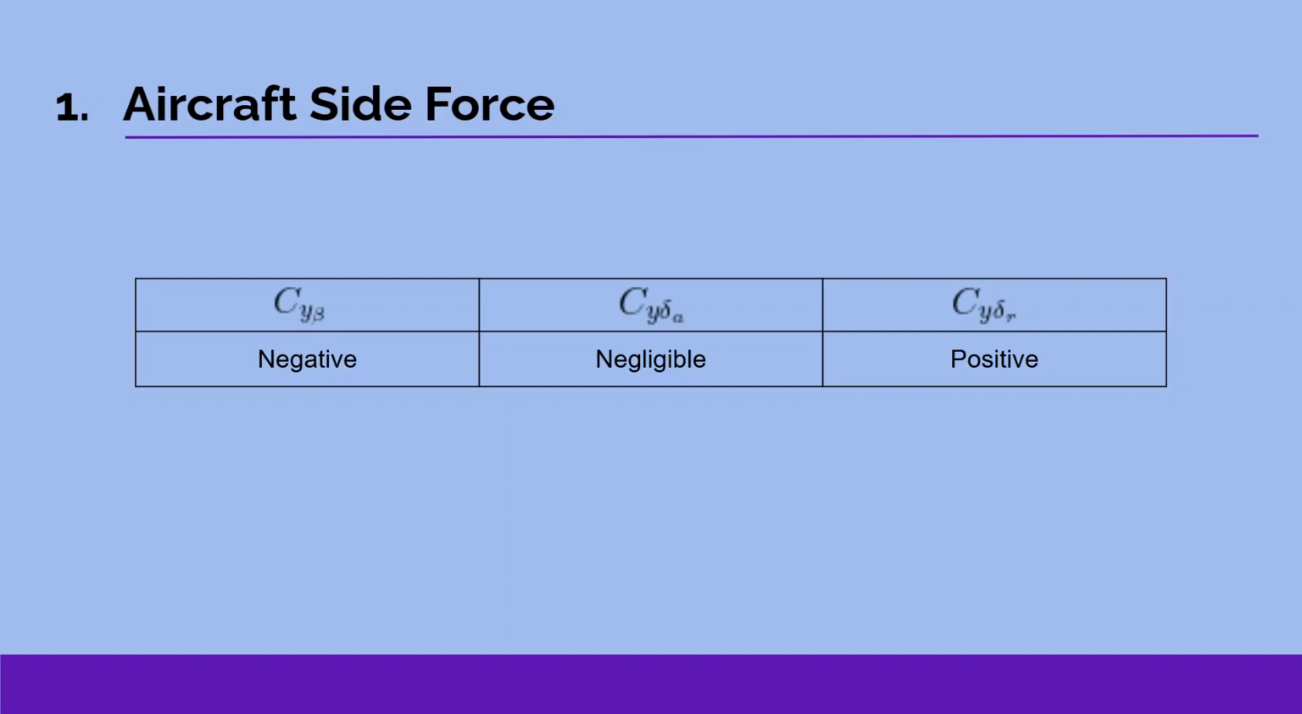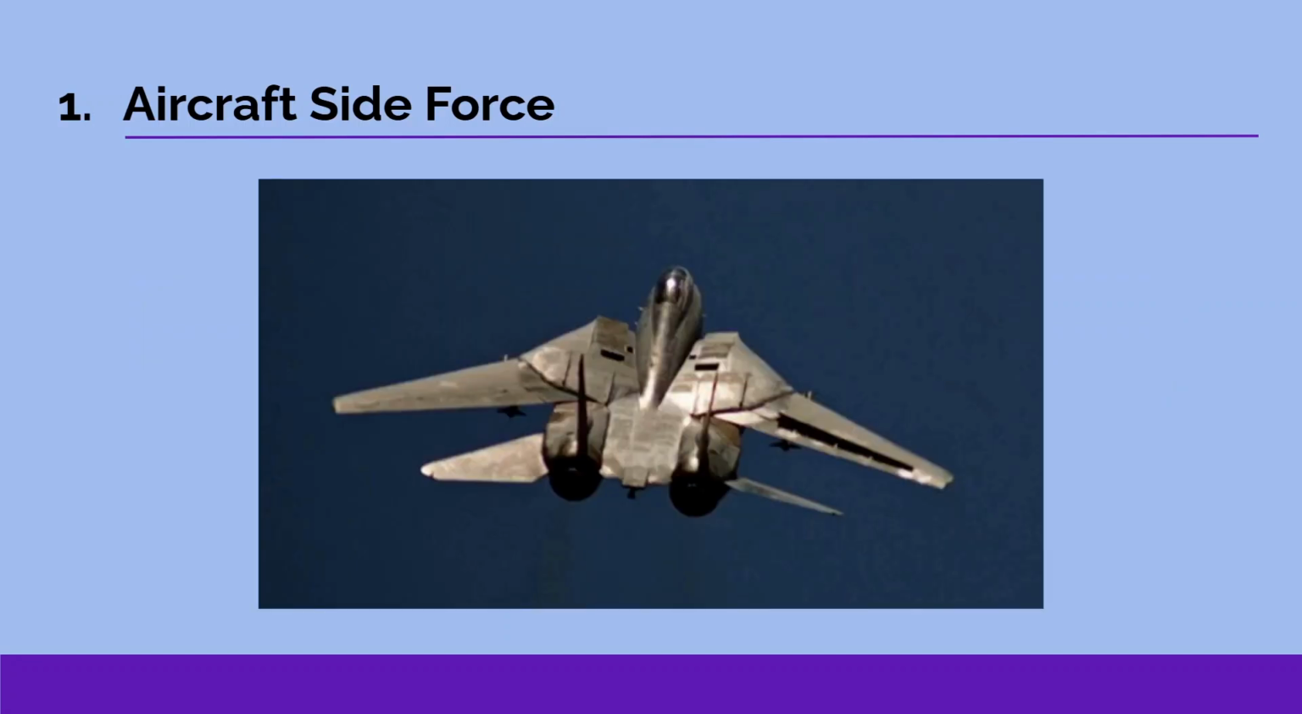So Cy delta A is how much of a change in the side force coefficient you're going to have for a given change in the aileron deflection. And that is actually negligible because ailerons don't produce that much of a side force. The only case where this would not be true is in this case.